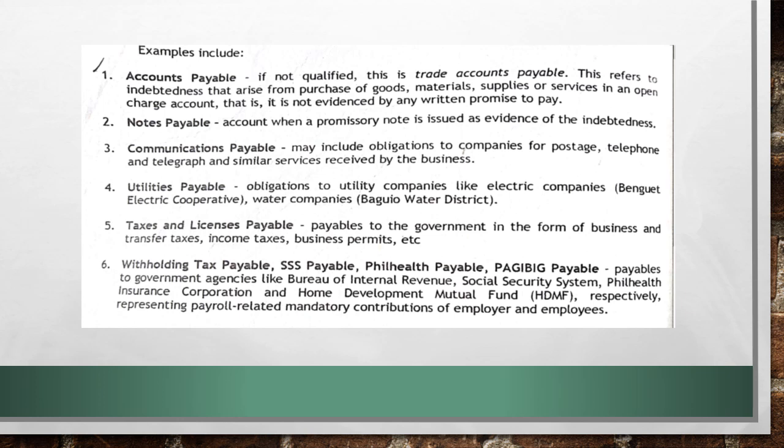Utilities payable, obligations to utility companies like electric companies, water companies. Taxes, licenses payable, payables to the government in the form of transfer taxes, income, and business permits. So, number 6, our government-mandated payables, we have the withholding, SSS, PhilHealth. These must be complied to the Bureau of Internal Revenue, the SSS, PhilHealth, Home Development Mutual Fund.